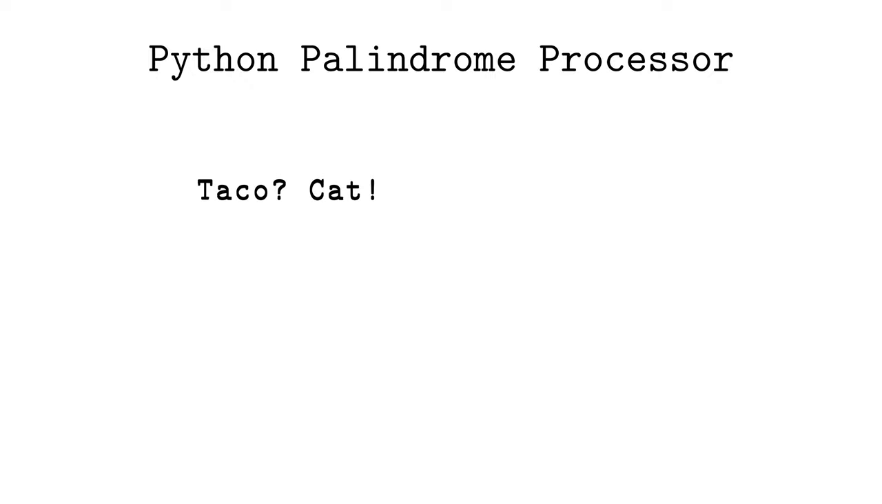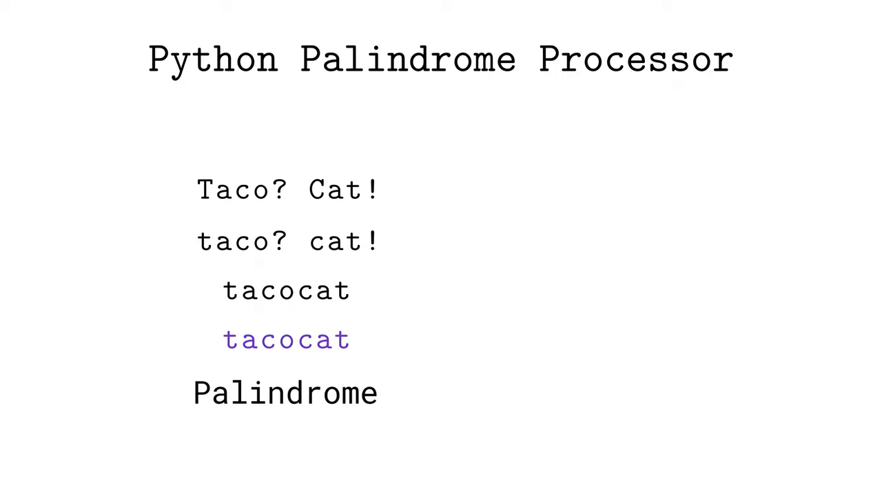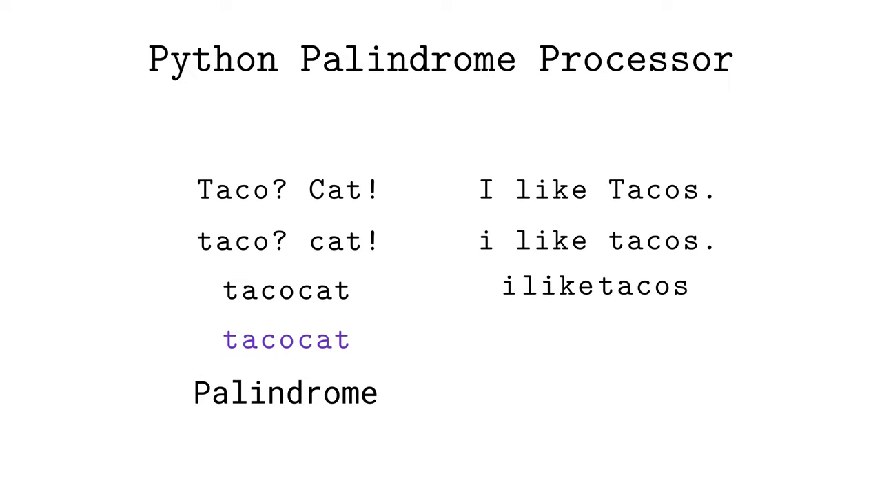A palindrome is a phrase that is the same forwards as it is backwards, not counting punctuation or capitalization. The words taco cat make a palindrome. Most regular sentences, such as I like tacos, are not palindromes.